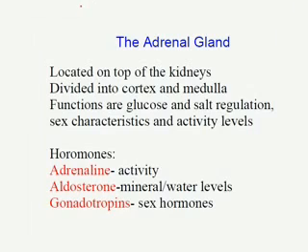Then we've got our adrenal gland, which sits on top of the kidneys. It makes a ton of different hormones. If you could only remember one, I'd say adrenaline, right? And in general, the adrenal gland kind of controls our salt and water balance.